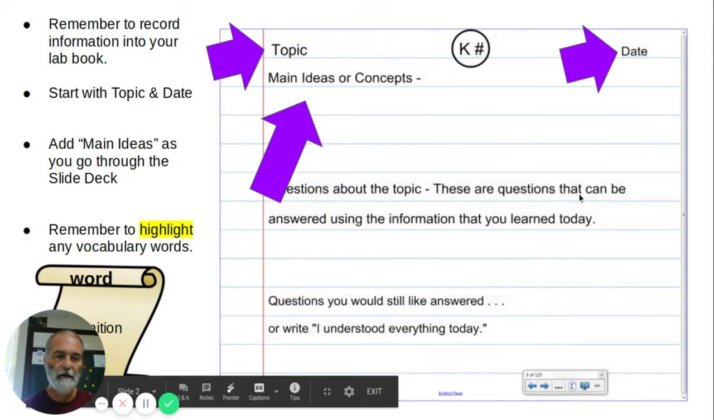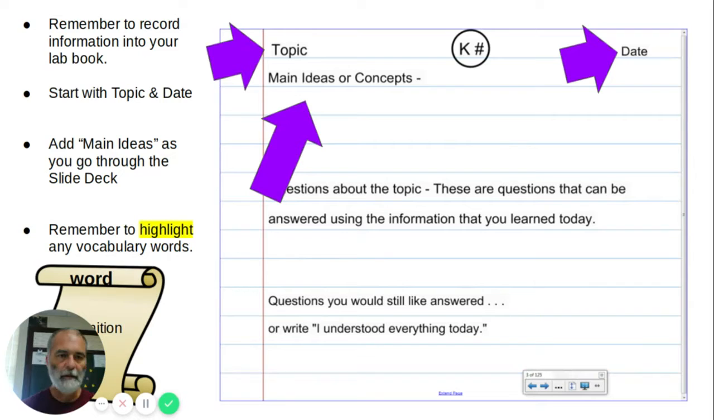So on the first page of each of these slide decks, it tells you what to do. It says to remember to record this information in your lab book. You start with the topic and the date in the upper corner. So I have my topic here. I can get my pencil, and I'm going to write the topic. I'm going to write the date. Today is the 1st of September. It's a little bit before you're going to do it, but let's just say it's the 14th of September, or maybe it's the 17th of September, depending on what day you actually get started on this information.